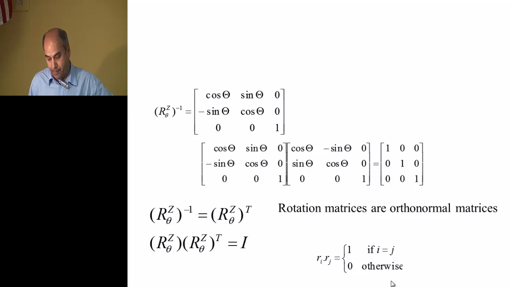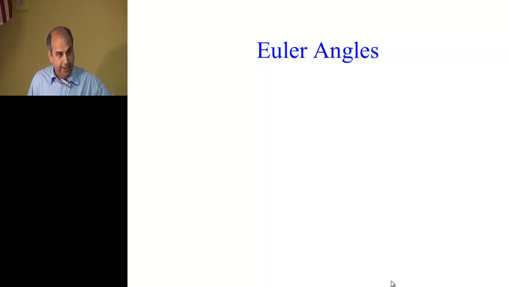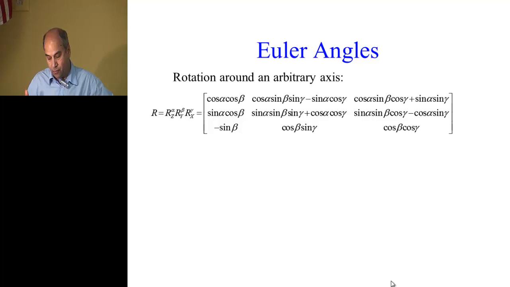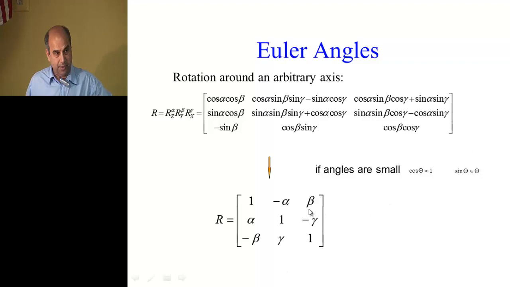We also talked about Euler angles, so we can have a rotation about an arbitrary axis, and we break this into three rotations: around the x-axis, y-axis, and z-axis. This becomes like that, and if we assume these rotation angles are small, we get a simpler Euler angle matrix, a 3x3 matrix in which we have these angles alpha, beta, gamma.